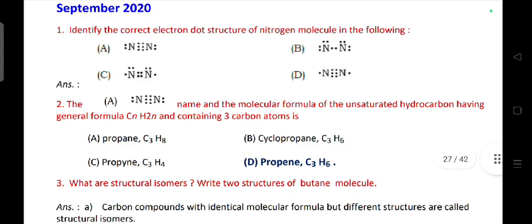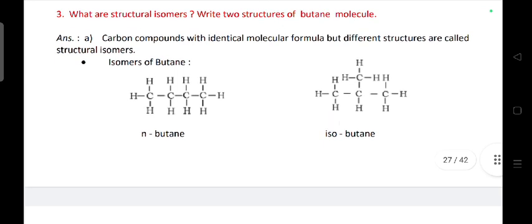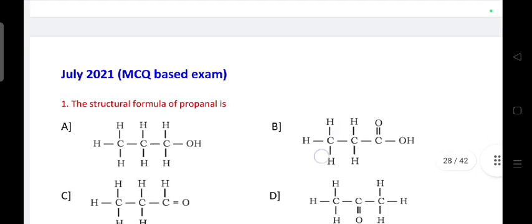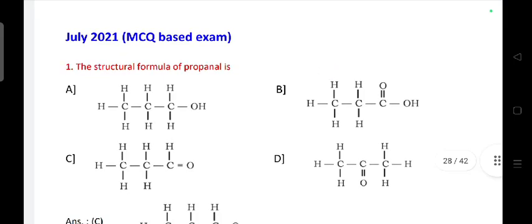In September 2020, 2 multiple choice questions and 1: what are structural isomers? Write 2 structures of butane molecules. This one is already asked. That is a very important question. Next, come to July 2021.